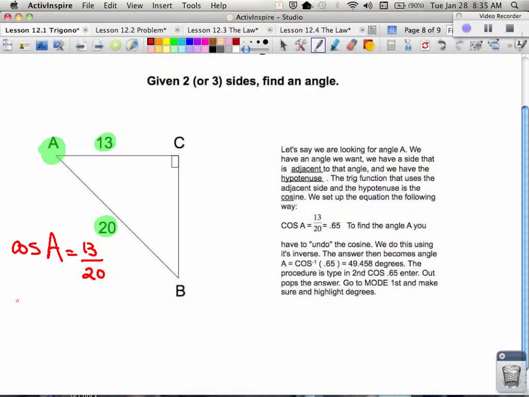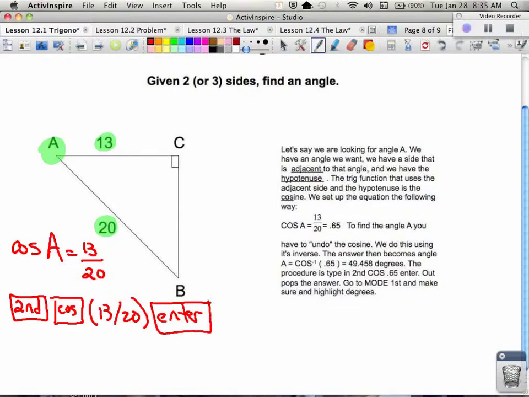Since I'm looking for an angle, I know that this means I need to use the second button. So I say second, and then cosine, since that's the trig function I'm working with, of 13/20, and then I hit my enter button. And when I do this, this tells me that angle A is equal to 49.458 degrees.